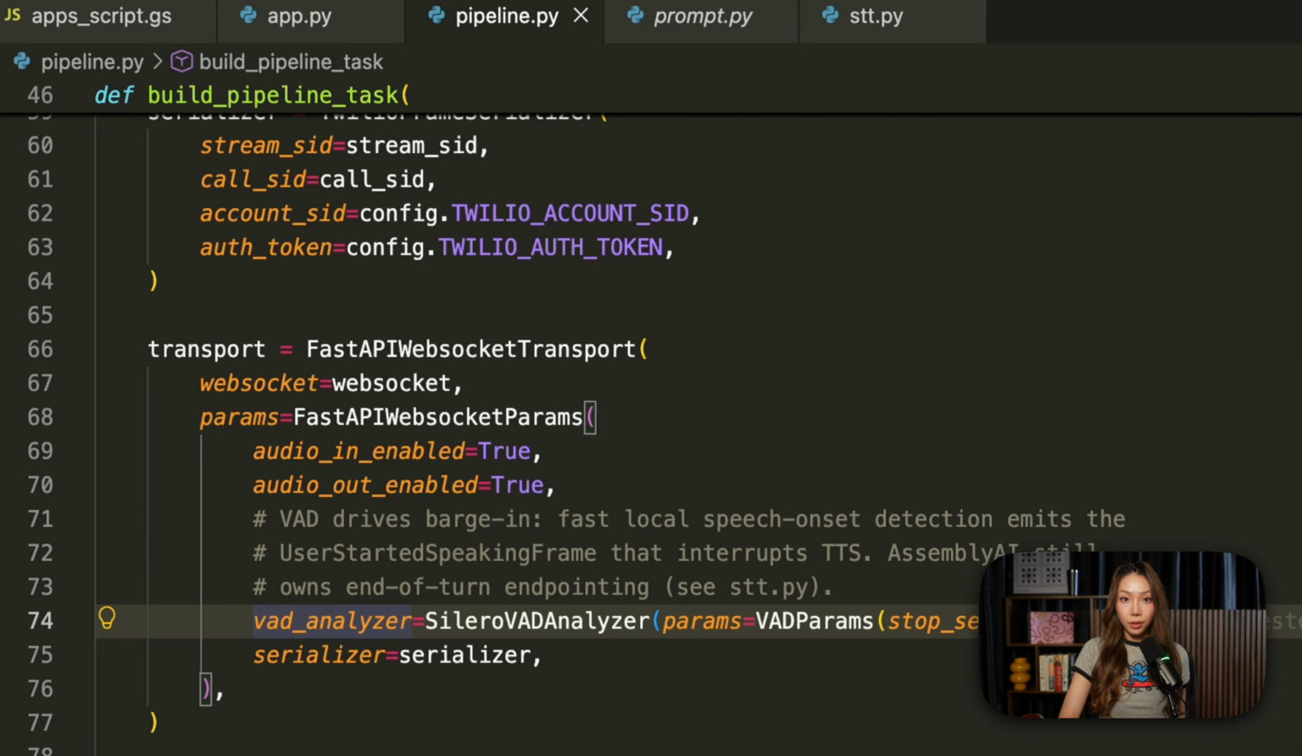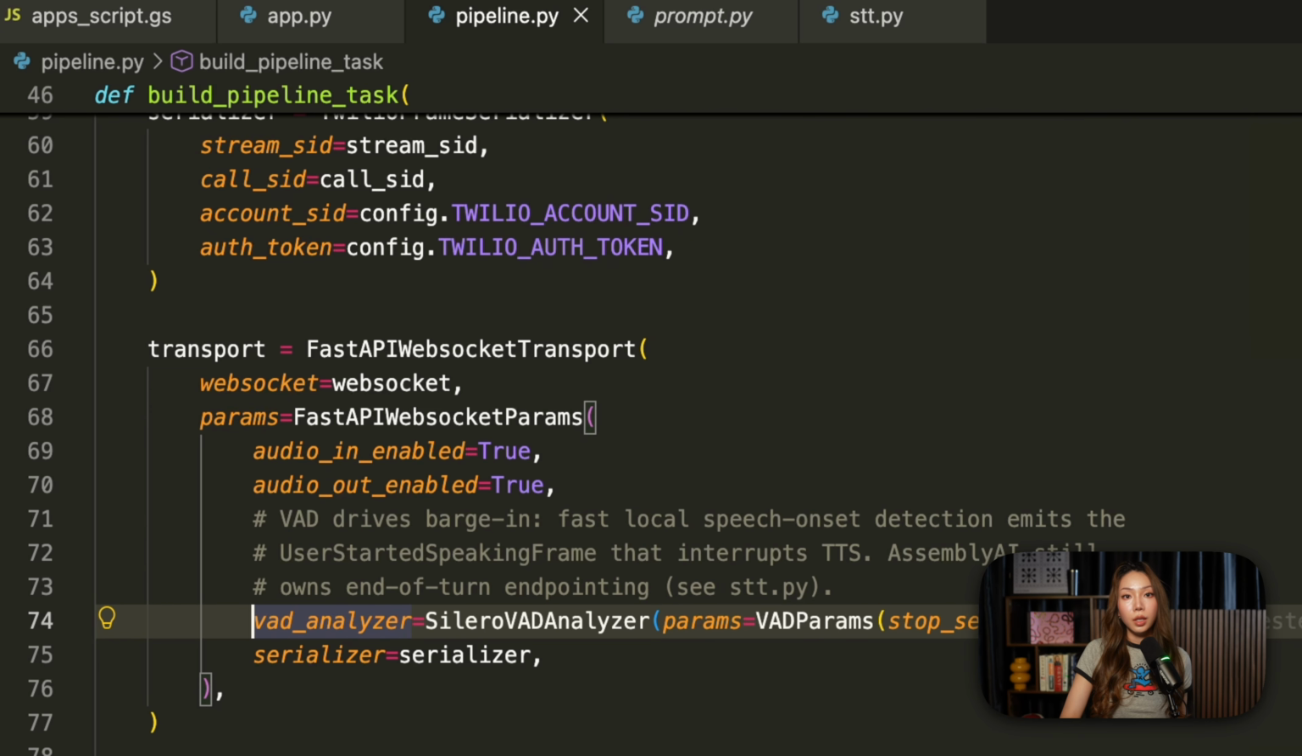Here's the difference in one sentence. Turn detection asks, did the caller finish? So the agent can answer. Barge-in asks, did the caller just start talking while the agent is still speaking? So we should shut the agent up and listen. Finishing versus starting. These are 2 different questions and 2 different pieces of code.